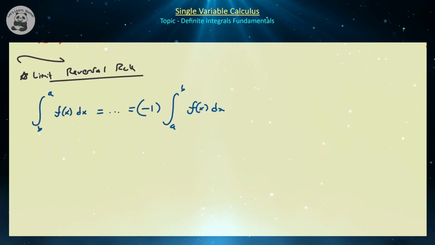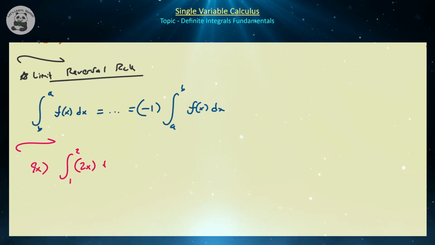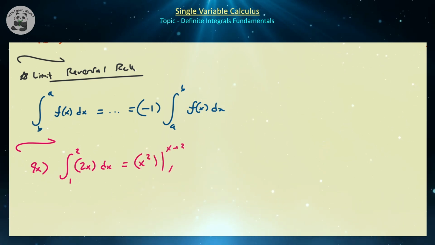So if we look at a particular example, for example the integral from 1 to 2, let's do 2x, which is pretty easy. That's going to be x squared, as x goes to 2 and as x goes to 1. That's going to be 4 minus 1, which is 3.